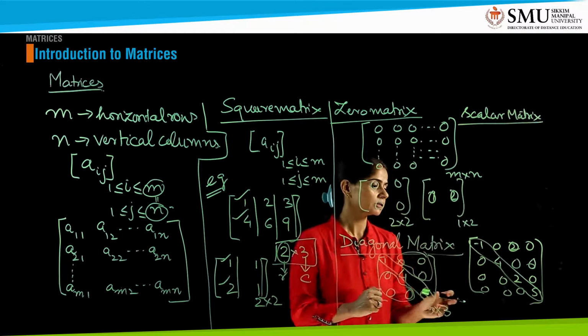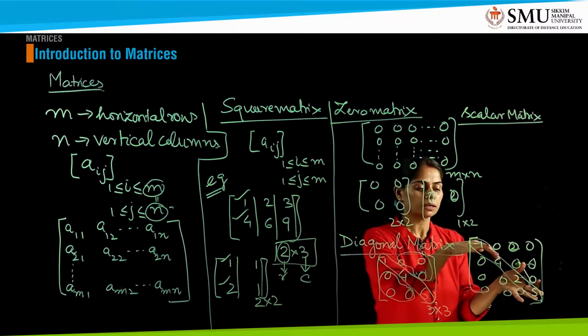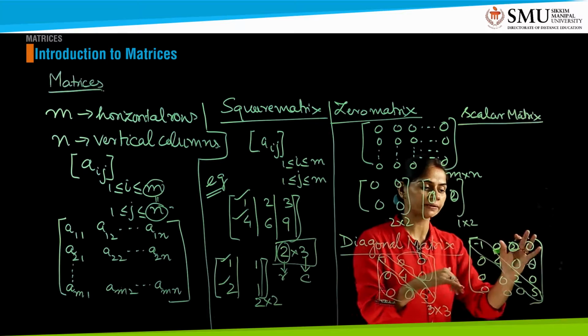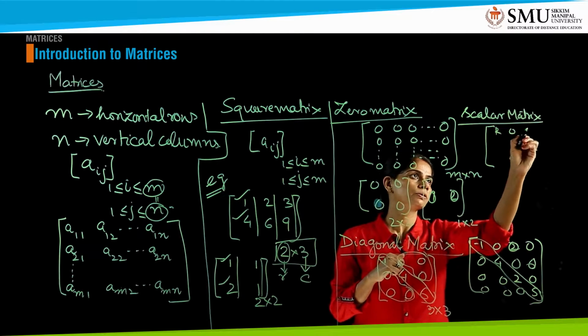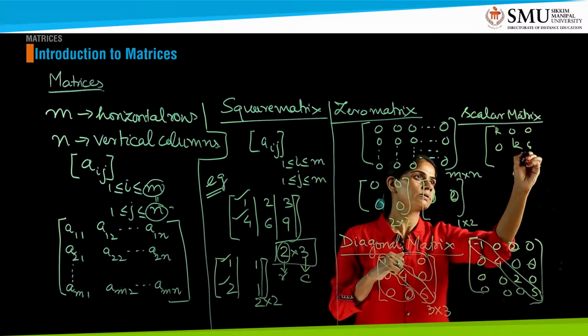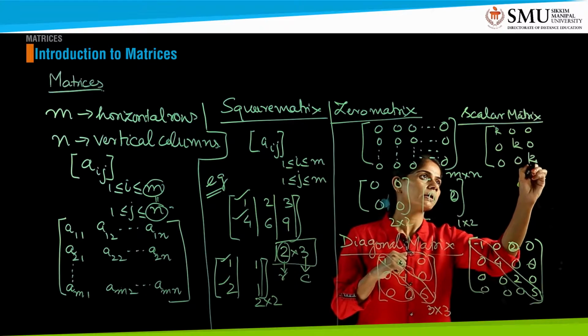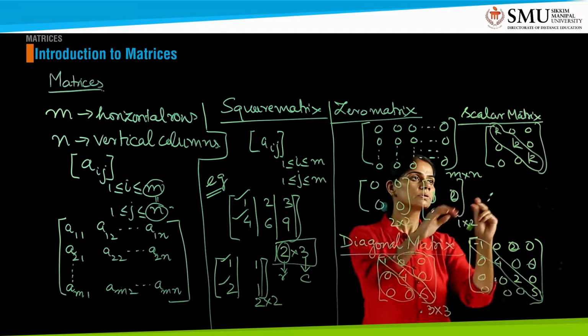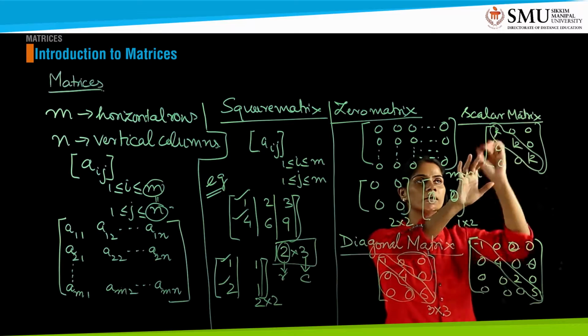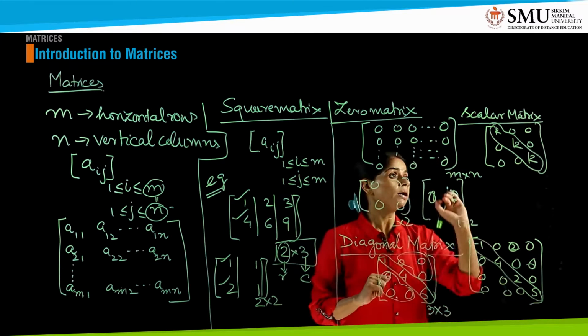Scalar matrix means that on the diagonal elements there is a scalar quantity and off-diagonal elements are 0. For example, a matrix of the form K 0 0, 0 K 0, 0 0 K. So here K is a non-zero number. Such types of matrices we call a scalar matrix.